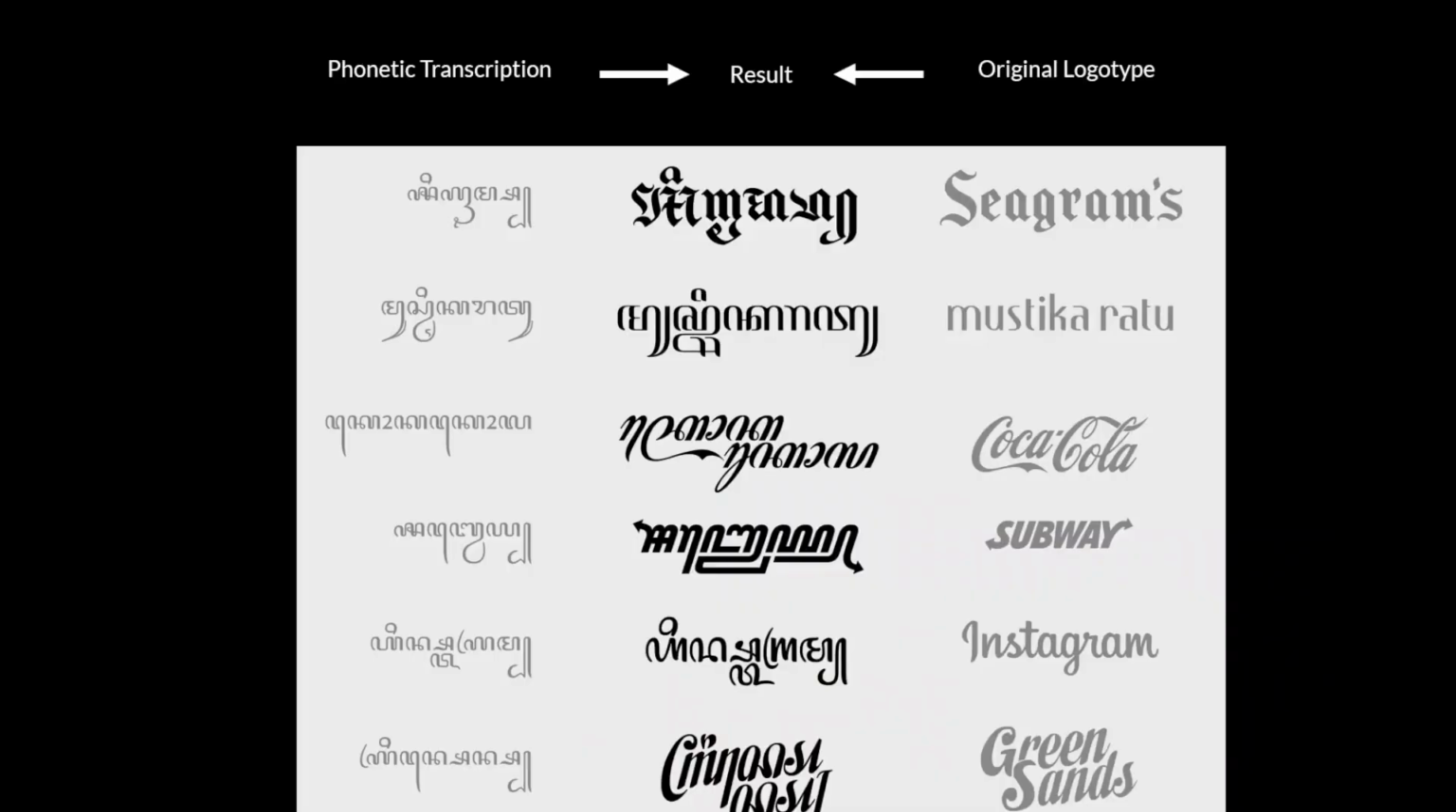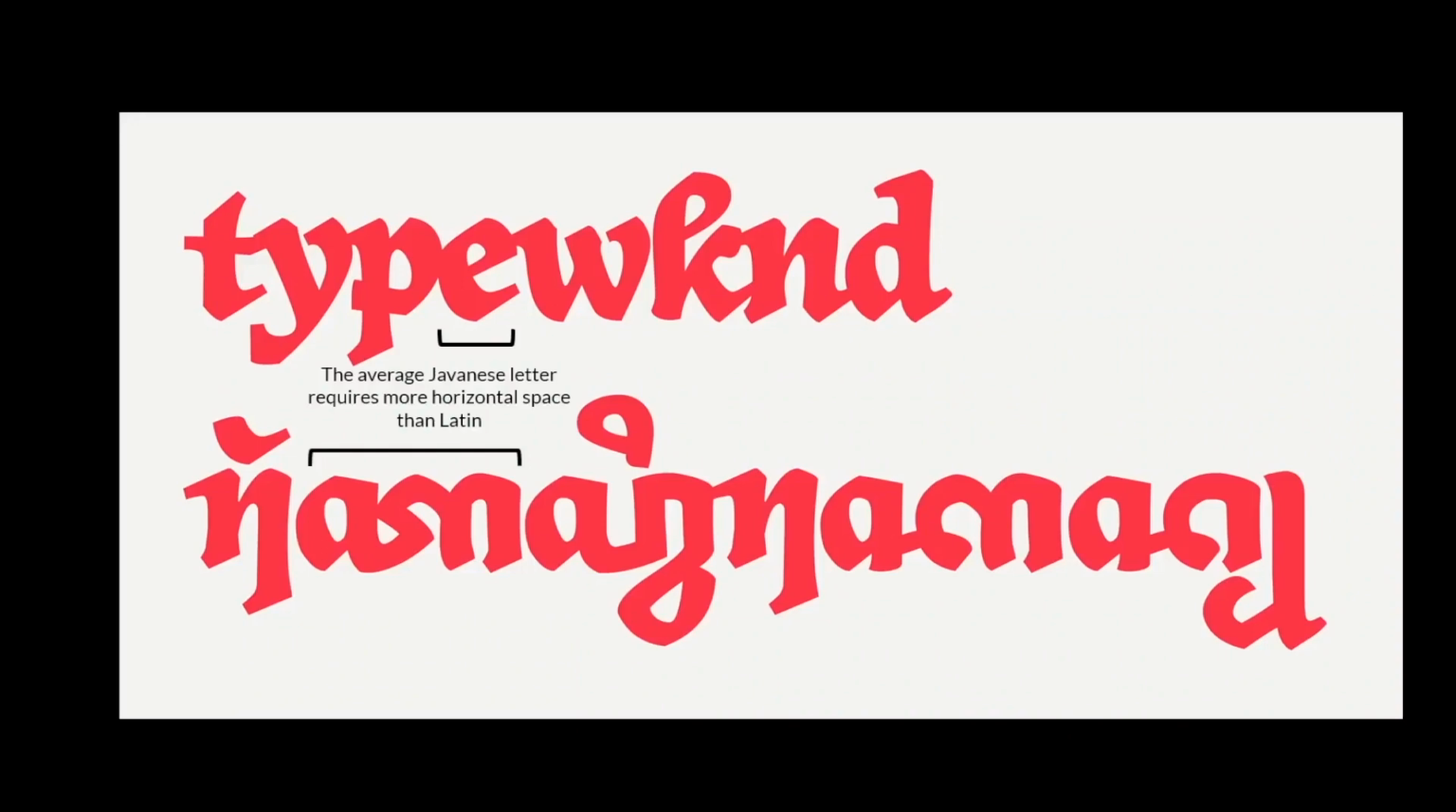The basic gist of it is that I transcribe the name of the brand phonetically into the Javanese script and then merge that transliteration with the original Latin design to render the Javanese logo. One of the most prominent aspects of this Javanese attempt is that the average Javanese letter requires more horizontal space than Latin. So oftentimes, whenever I'm doing this, the Javanese version tends to widen naturally to a quite noticeable degree, and you have to balance and counter that with slightly thinner strokes and whatnot.